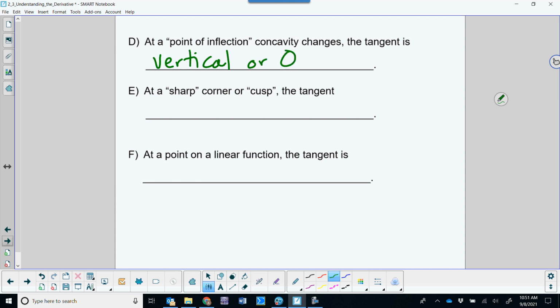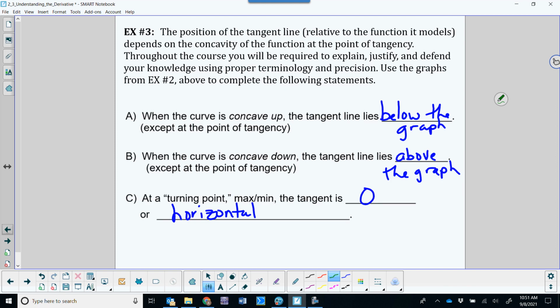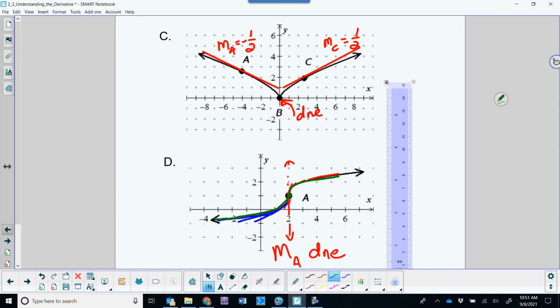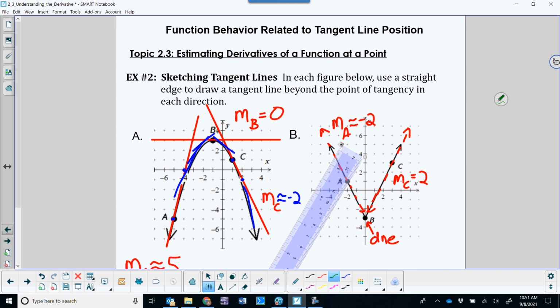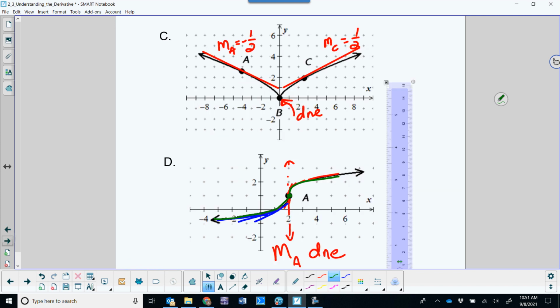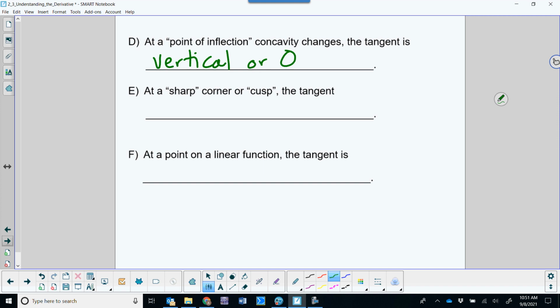But we can put vertical or 0 at a sharp corner or cusp. So where we had these sharp corners, like on part C here for B, that's what we call a cusp. That's where curvy things come in and make a point. And on part B, point B, we have what we call a sharp corner. When segments come in, we call it a corner. And at both of those places, the tangent does not exist. So if you have a corner or a cusp, the tangent does not exist.